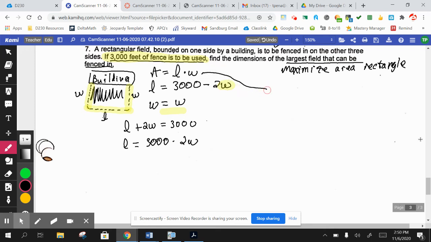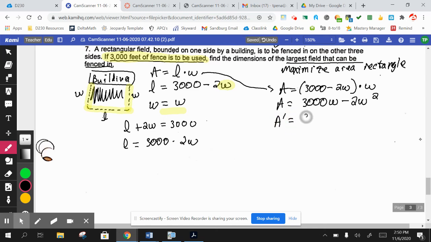We can now take this equation. The area is our length times our width. Our length was the 3,000 minus 2W. Our width, we said, was just a W. As I've said, we want to simplify this before taking the derivative, just because it makes our work a little bit easier. So we distribute that W. And then now we find our critical points with the derivative. So the derivative is 3,000 minus 4W.